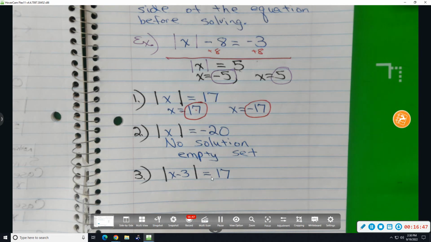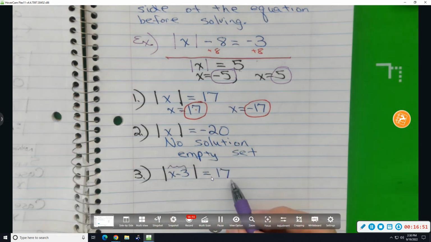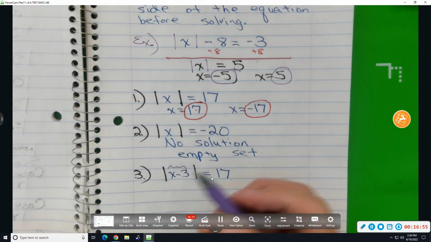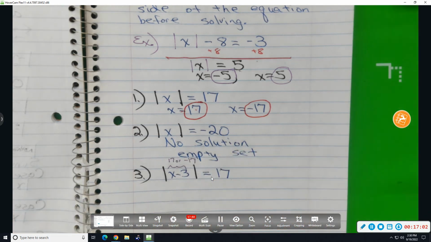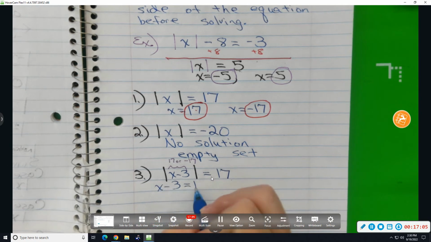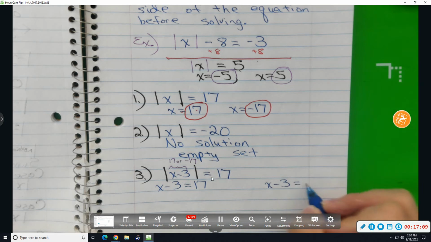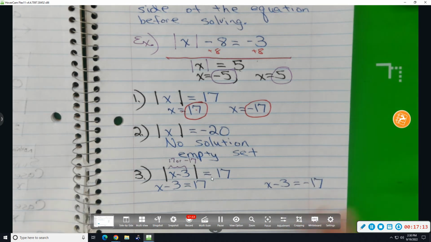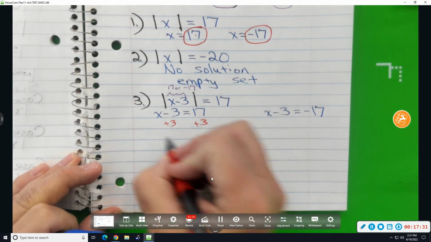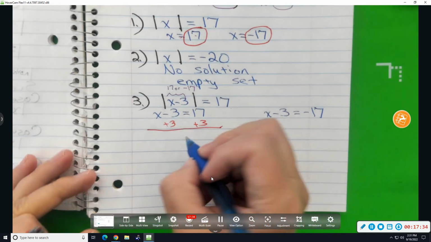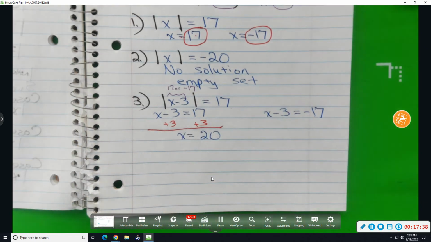What you can do is say, okay, in order to have an absolute value of 17, this stuff here has to be 17, or what's the other one? Negative 17. So you set x minus 3 to positive 17, and set x minus 3 to negative 17. Solving x minus 3 equals positive 17, what do we need to do? Add 3, I agree. So that gives us x equals a positive 20. There's my first solution.